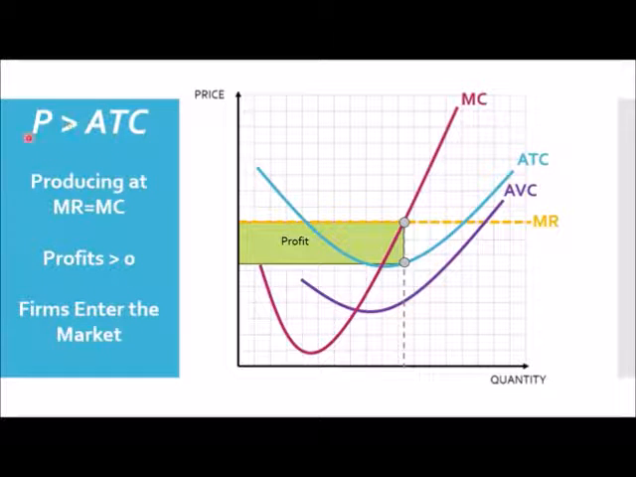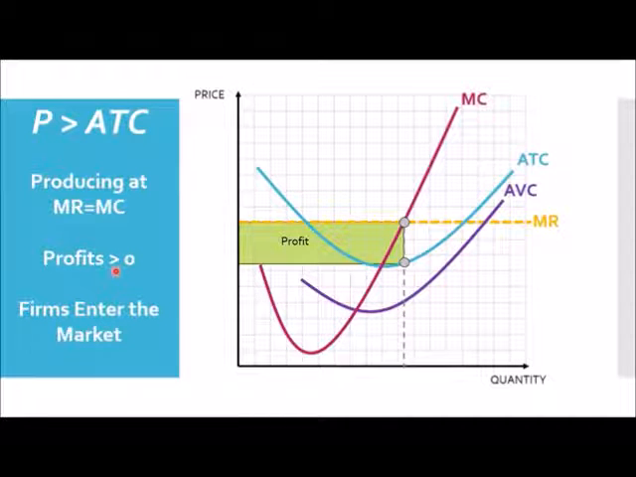Whenever our profits are greater than zero, and our profits are greater than zero whenever our price is greater than our average total cost, other companies, other firms might see that, and say, hey, there is profit to be made within that industry, whatever it might be. And so we'll actually start to see more businesses enter into that market or industry. If there's profits to be made, business will enter.